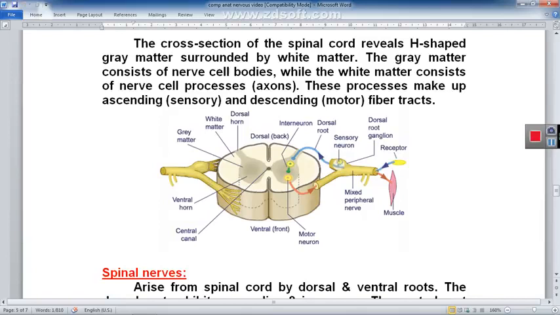The ventral root and the dorsal root unite at the level of the intervertebral foramen to form the spinal nerve. Therefore, the spinal nerve is a mixed nerve because it is formed of a ventral motor root and a dorsal sensory root. It is a mixed motor and sensory spinal nerve.